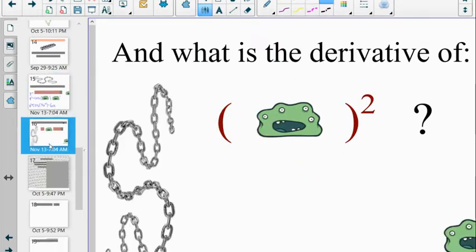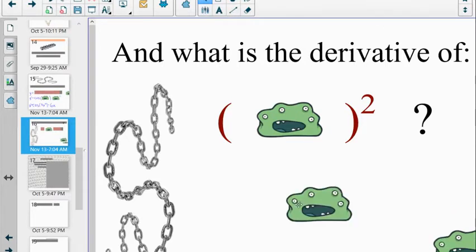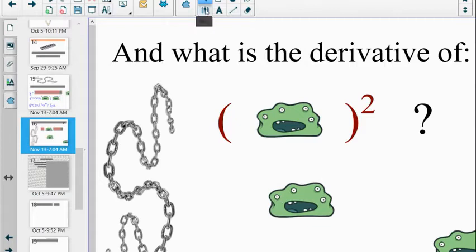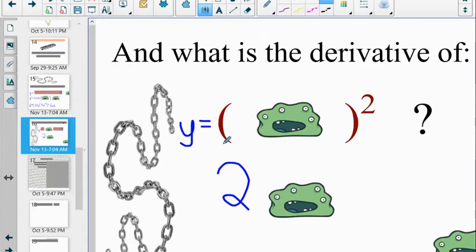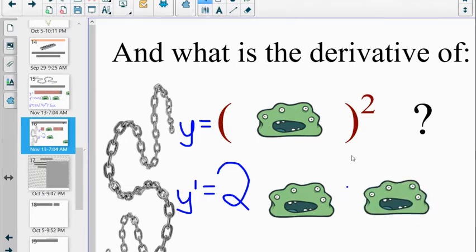Okay, another example with slime before we get to some maybe more typical examples. You guys know the derivative of something squared is 2 times the something. So the derivative of slime squared, again, let's use notation here. If y is slime squared, then y prime is 2 times the slime times the derivative of the slime, slime prime. Again, the derivative of slime squared is 2 times the slime times slime prime.